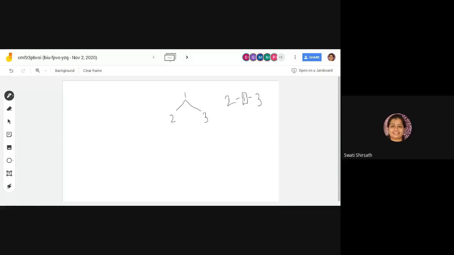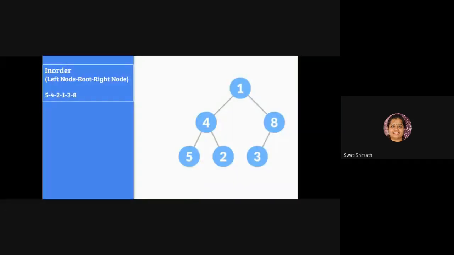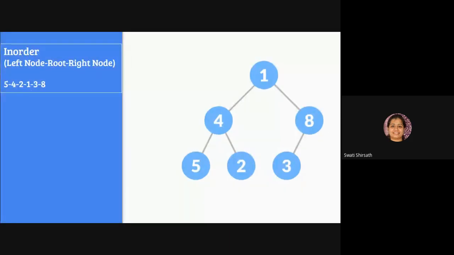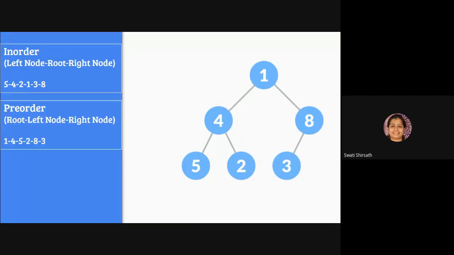Now we'll see pre-order of the same tree. Now in pre-order, what we consider is root, then left node, and then right node. Here pre means first you consider the root. So first we'll go to 1. So pre-order is the simplest traversal. You just have to follow the sequence.